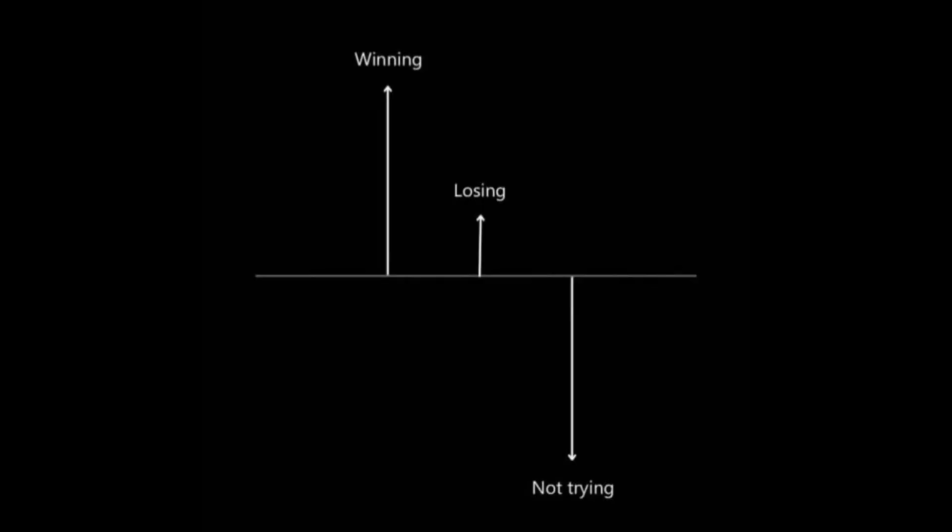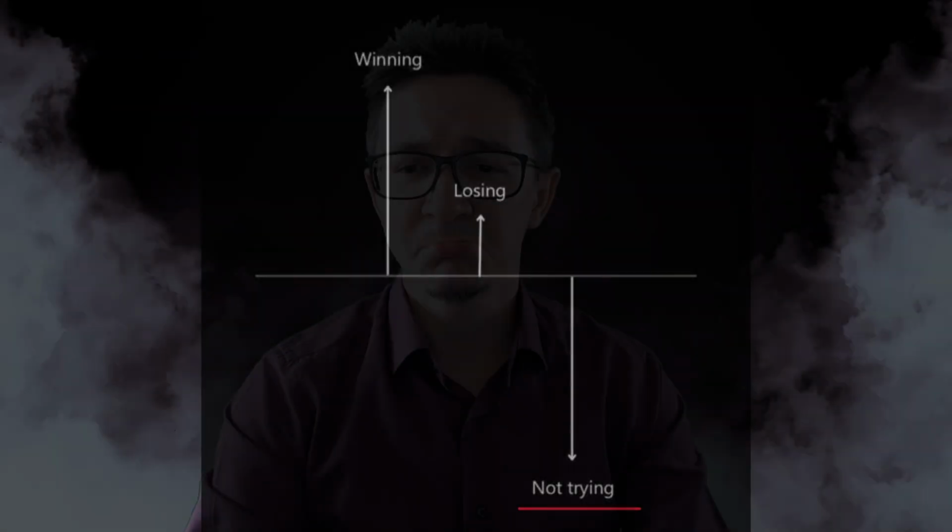So winning puts you here, right? It's high, and losing is actually here, better than nothing, right? It's a little bit higher, but not trying is actually a negative. So what is the purpose of this graph? It's supposed to motivate you, right? To take action, to do something, right? At least try to, rather than just stay passive and not even try. So it's a good graph, right?